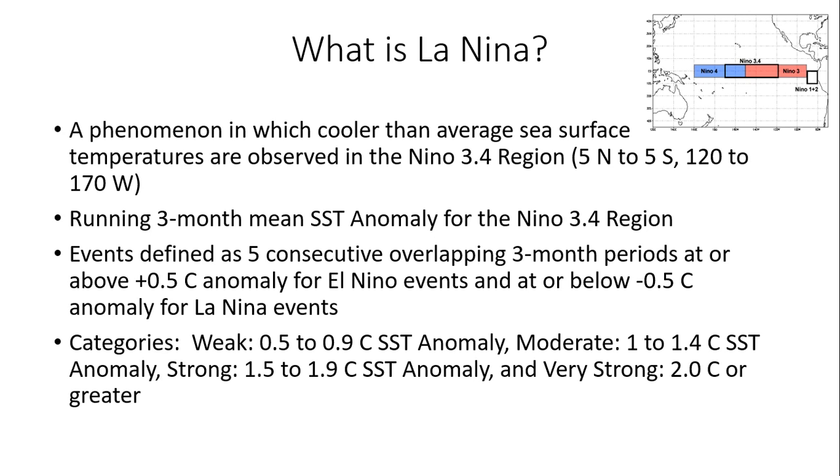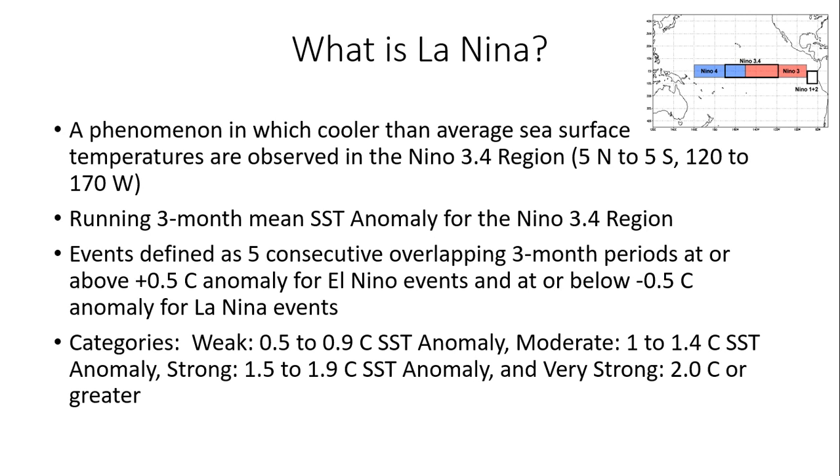The diagram there, the upper right-hand corner of this slide, shows the Nino 3.4 region and generally where it's located. So what NOAA does is they look at a running 3-month mean or average sea surface temperature anomaly for this specific 3.4 region. Events are defined as 5 consecutive overlapping 3-month periods at or above plus 0.5 degrees Celsius anomaly. That would be an El Nino event if it's 0.5 degrees Celsius or warmer than normal. And then at or below negative 0.5 degrees Celsius anomaly for La Nina events.